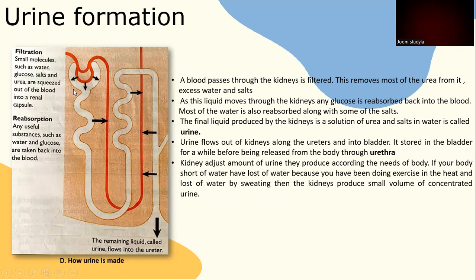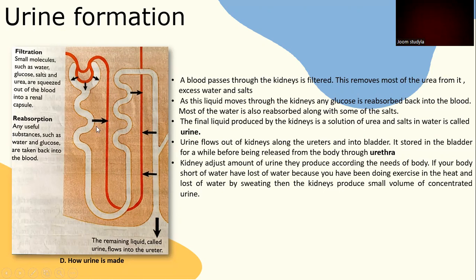If you can see from this diagram, in filtering, small molecules such as water, glucose, salt, and urea are squeezed out of the blood into a renal capsule. So this removes most of the urea from it, and excess water and salt. As this liquid moves through the kidney, any glucose is reabsorbed back into the blood.